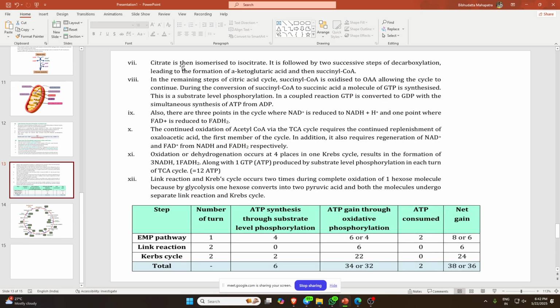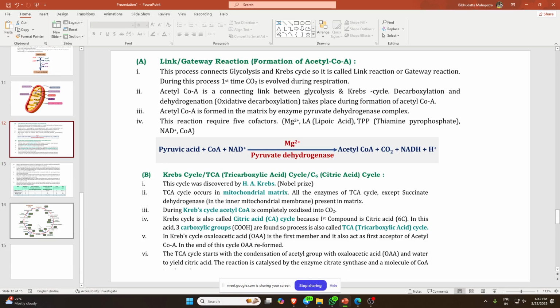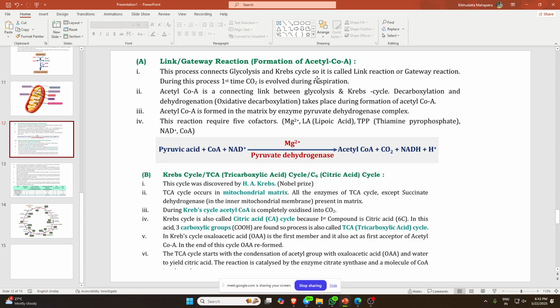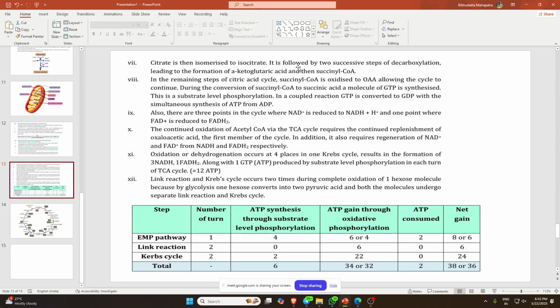Now what is it saying? This is the first step. Citrate is isomerized to the isocitrate. Now see, this is the citric acid. Okay, this is the first reaction. This first reaction is going to the second reaction, isocitric acid. Okay, this is isomerase activity happening. This is followed by two successive steps of decarboxylation leading to the formation of alpha ketoglutaric acid and succinyl coenzyme A.